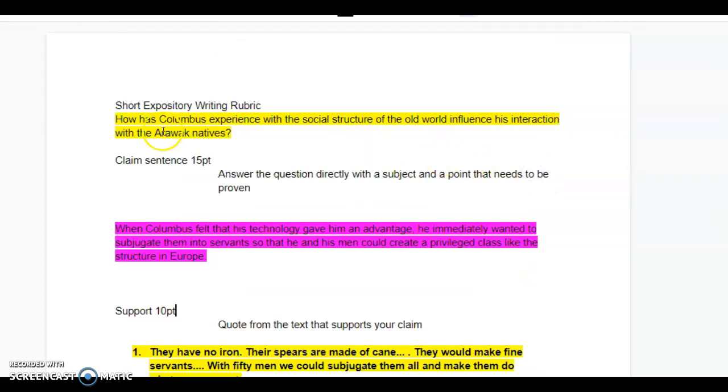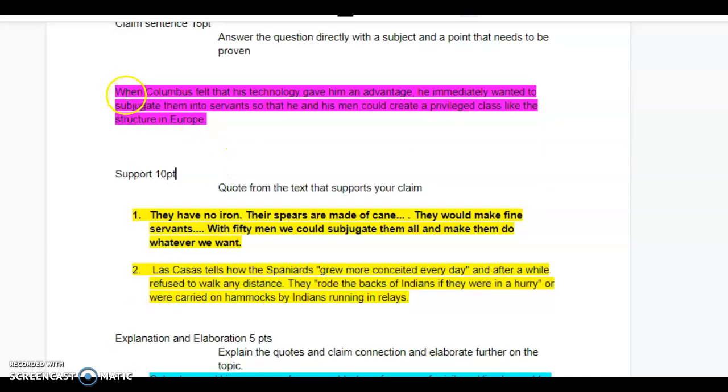So to remind us of our expository question: how has Columbus' experience with the social structure of the Old World influenced his interaction with the Arawak natives? My answer would be: when Columbus felt the technology gave him the advantage, he immediately wanted to subjugate them into servants so that he and his men could create a privileged class like the structure in Europe. Howard Zinn doesn't necessarily say that outright. It's being implied, and the question drives you to this conclusion. So this isn't a summary.